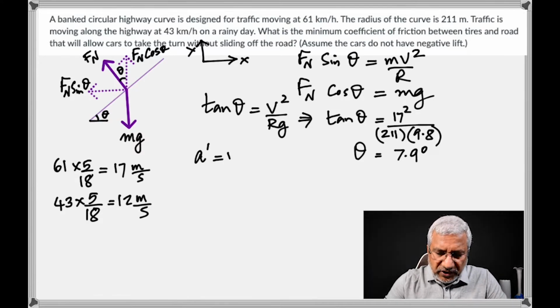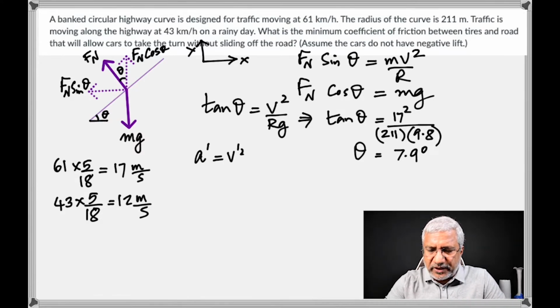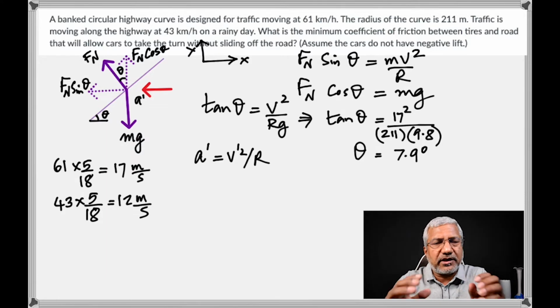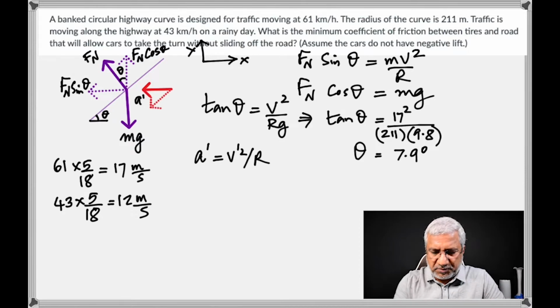And then here is the thing. We try to find the acceleration. We know that the centripetal acceleration is v squared by r. Centripetal acceleration again is v squared by r. So I put a prime and v prime because that's the new speed there.